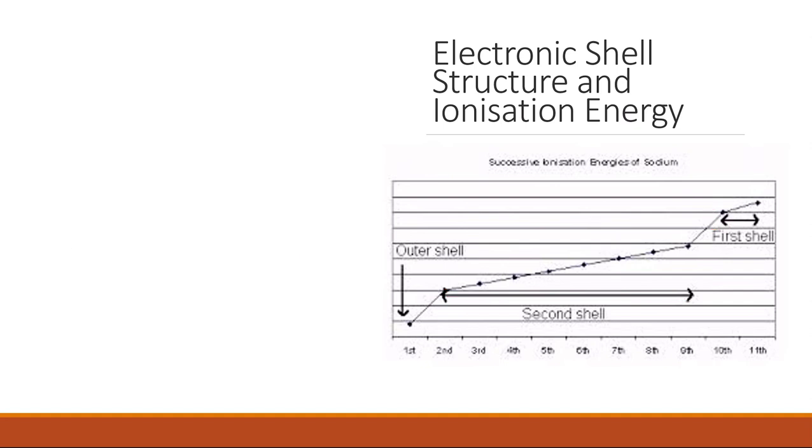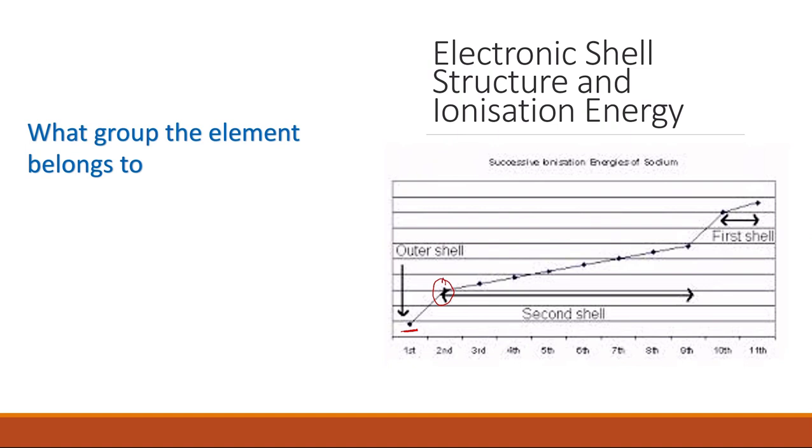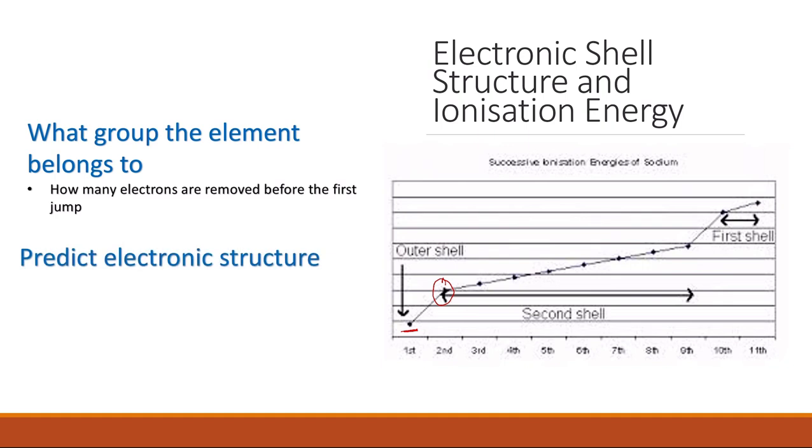When you look at these graphs, they can give you information about the group the element belongs to. How can we tell what group the element belongs to? We can look at the left side of this graph and count how many points there are before the first jump. For sodium, for example, this is the successive ionization energy for sodium. You can see that there is only 1 point before the first jump, which means that sodium belongs to group 1.